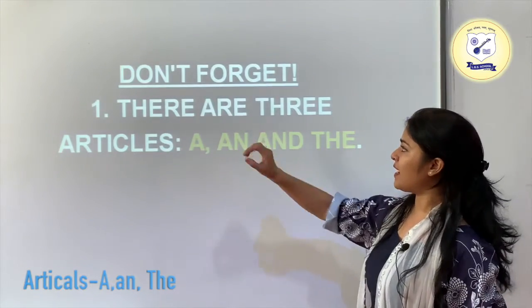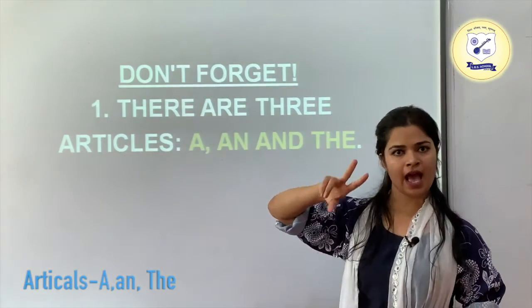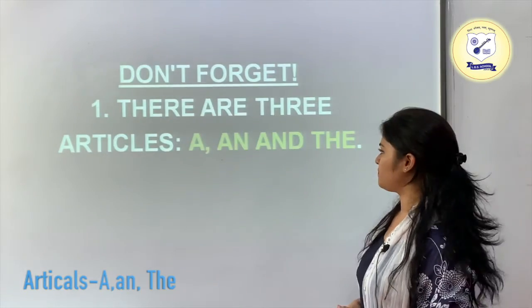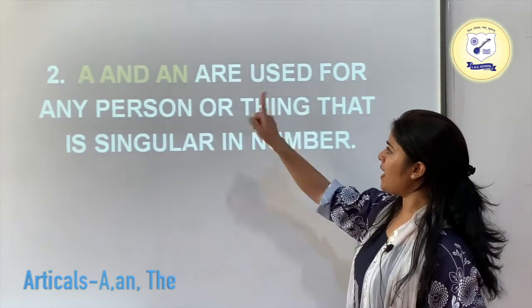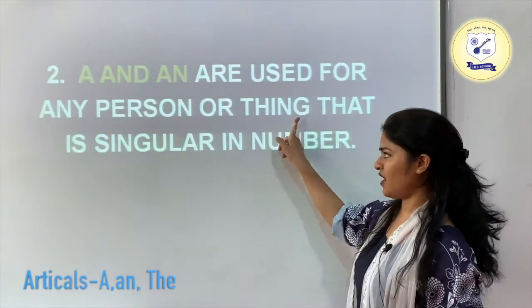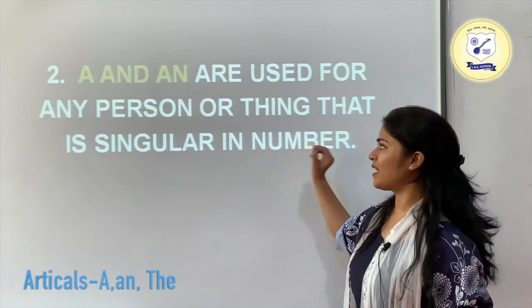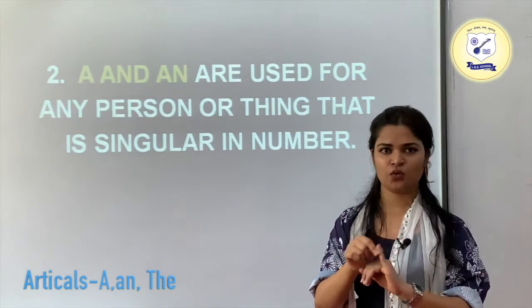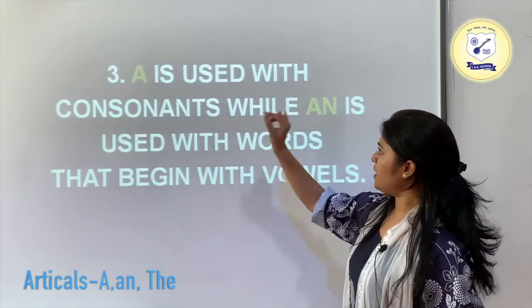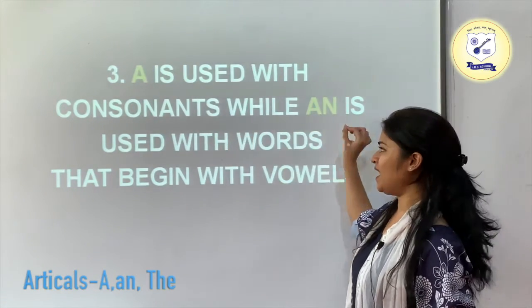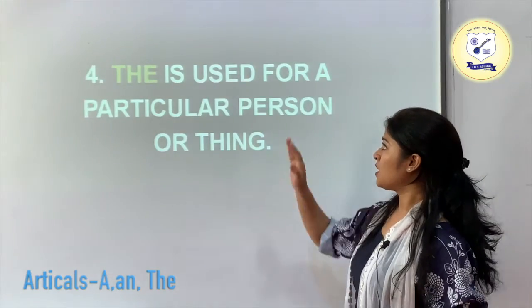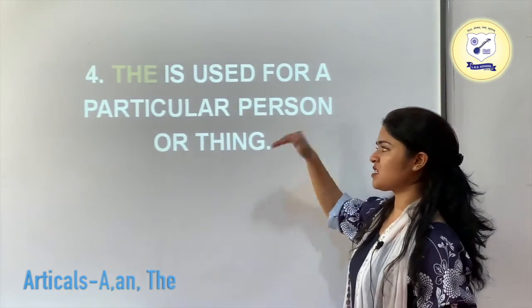Do not forget that there are three articles: a, an, and the. Okay, a, an, and the. A and an are used for a person or thing that is singular in number. If you are using a and an, we use them for singular things only. A is used with a consonant, while an is used with a word that begins with a vowel. The is used for a particular person or thing.